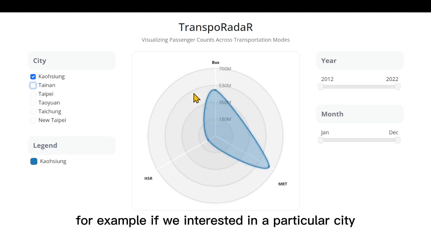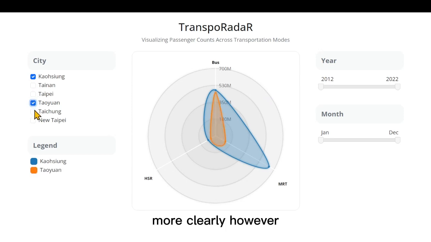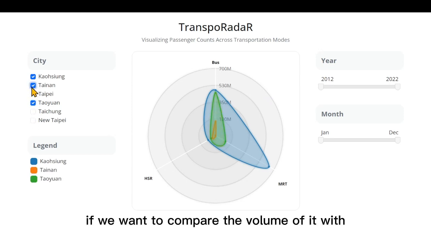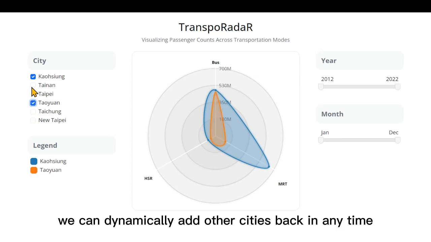For example, if we're interested in a particular city, we can select only one of them to see its trend more clearly. However, if we want to compare its volume with other cities, we can dynamically add other cities back in at any time.